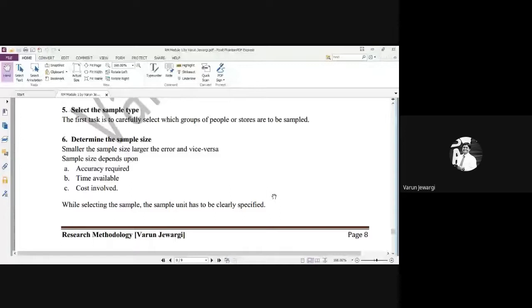Determine the sample size. Smaller the sample size, larger the error, and vice versa. When we say this, always remember, in the previous class also I was telling the same thing. If your sample size happens to be less, you tend to make more errors. If your sample size happens to be more, you tend to make fewer errors. Now let's understand how it works.